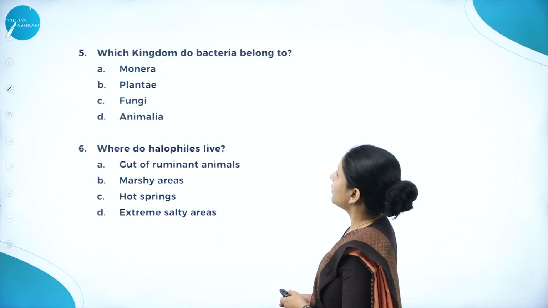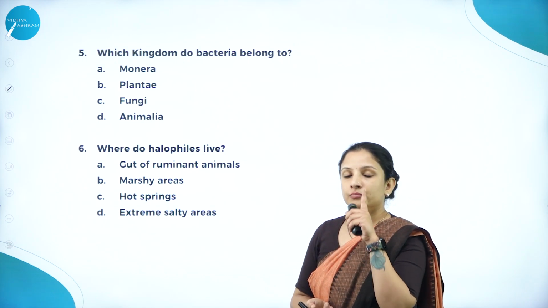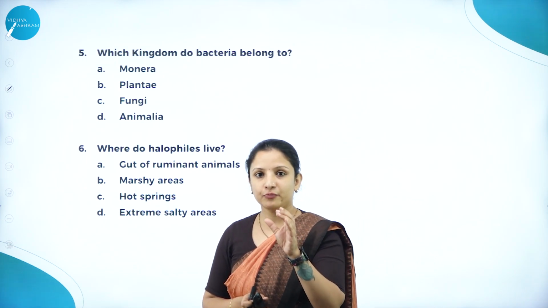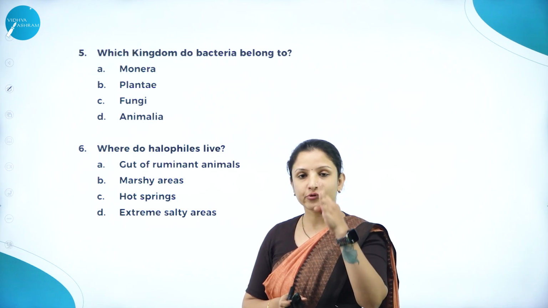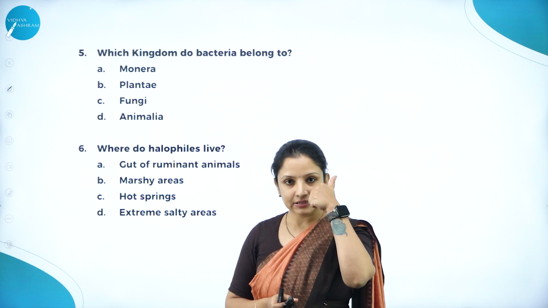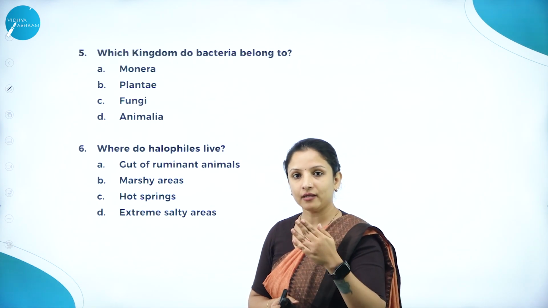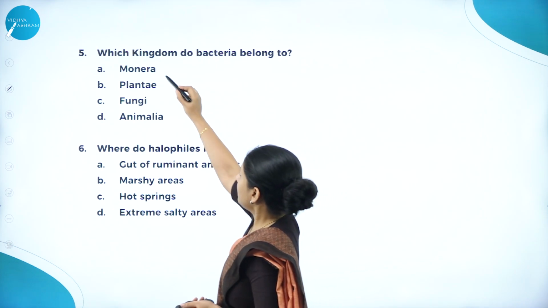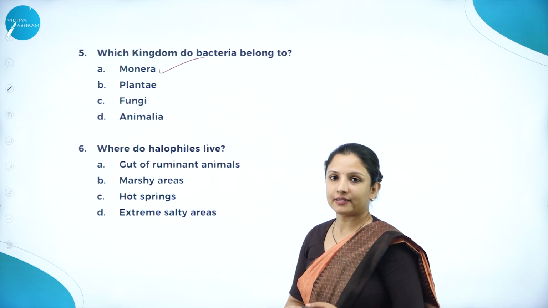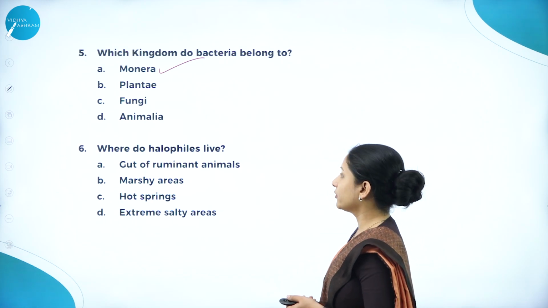Next question. Which kingdom do bacteria belong to? Monera, Plantae, Fungi, Animalia. Always when you study the table, study it in order: Monera, Protista, Fungi, Plantae, Animalia. Monera is always the first one, bacteria. Then comes Protista, then the Fungi, and then Plantae and Animalia. So here the option is Monera. All the bacteria, Archaebacteria and Eubacteria, are put under Monera.